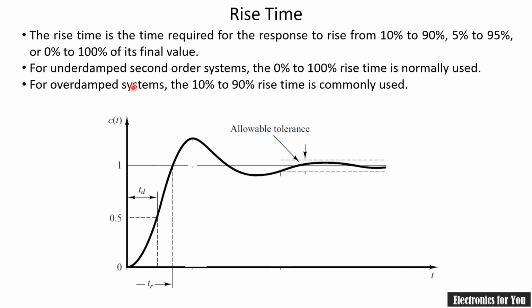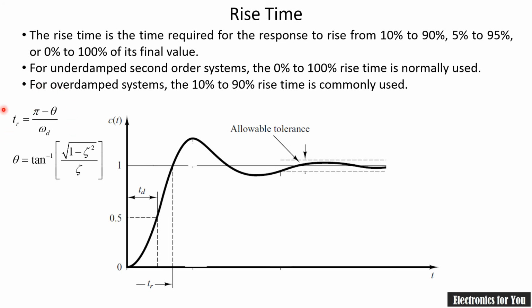Basically for an underdamped system it is 0 to 100%, and for an overdamped system it is 10 to 90%. Okay, so this point is to be remembered again. The formula for the rise time is given by TR equals (pi minus theta) divided by omega d, where theta equals tan inverse of (under root 1 minus zeta square) divided by zeta. So this is the formula for tan inverse.